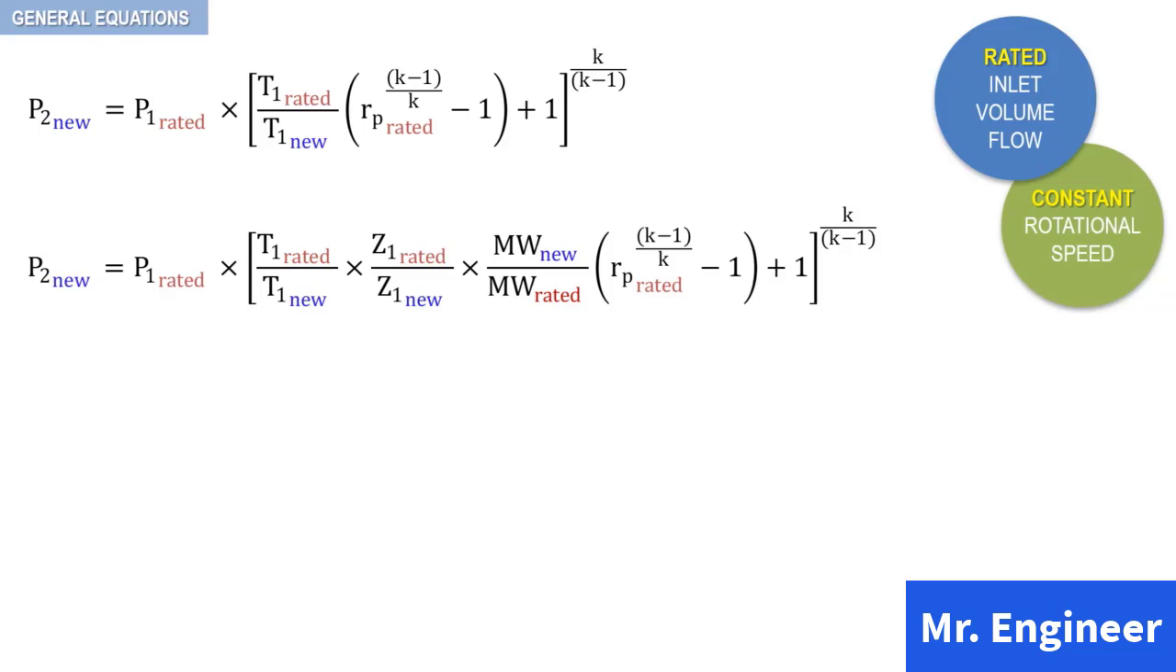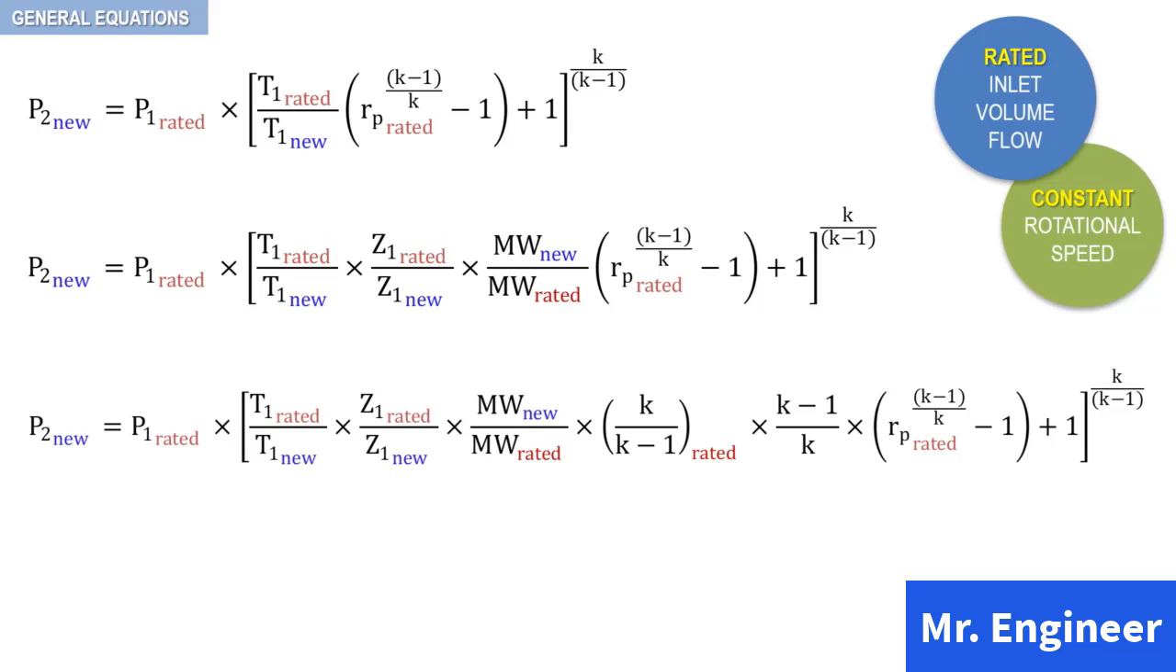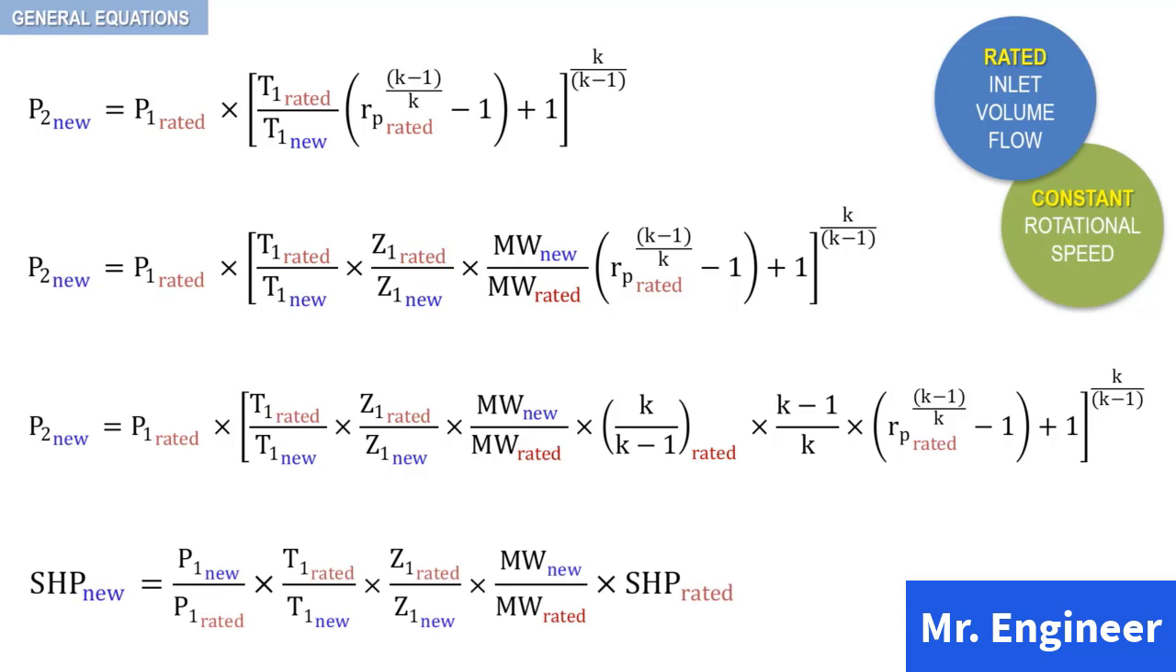Now, if the specific heats vary, the discharge pressure equation to be used is this one here. Notice that we have added another corrective ratio factor that you can see here to account for the variation in the specific heat ratio. However, in either case, whether the specific heats vary or not, the equation for shaft horsepower is the same, as depicted here.